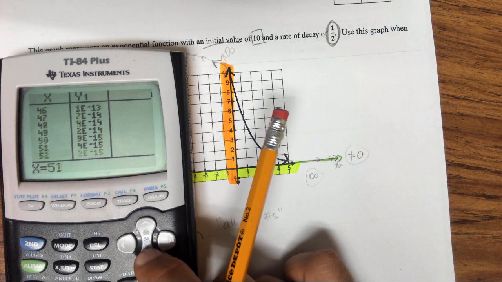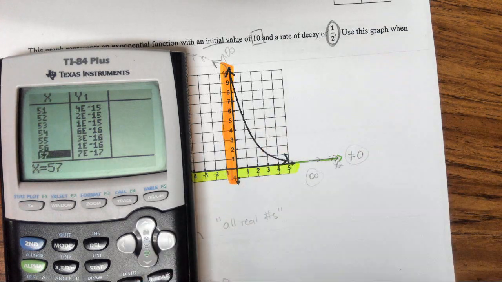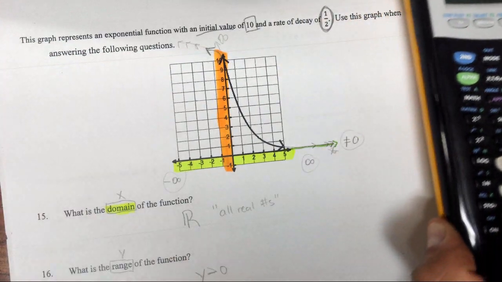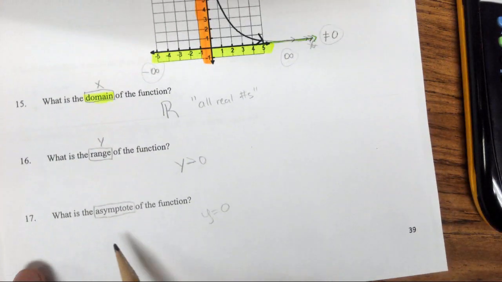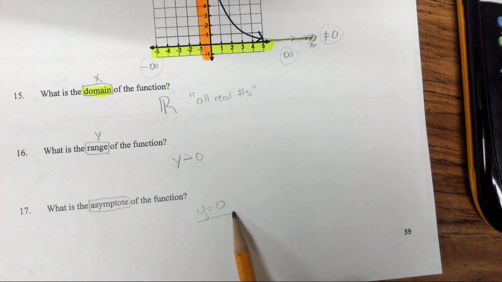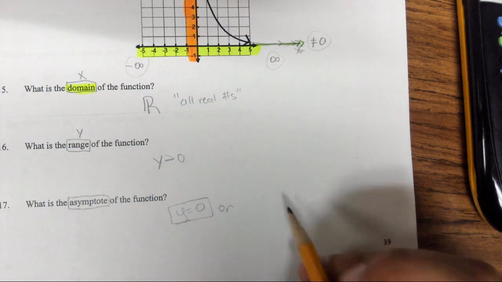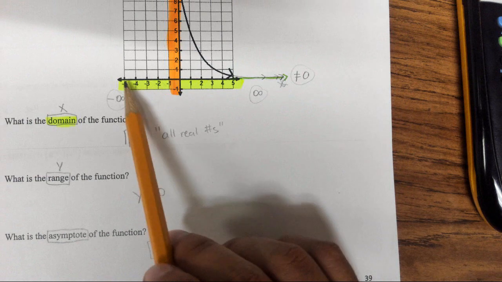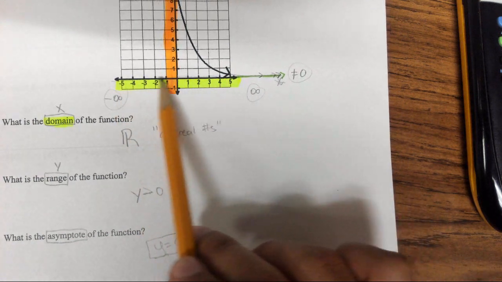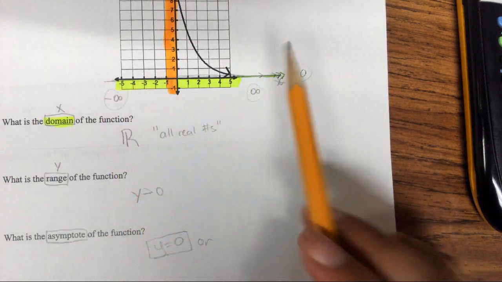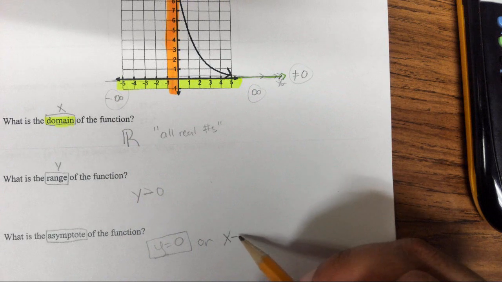And so no matter how far we go, it's just going to get smaller and smaller, but it's never going to actually equal 0. So the line that it approaches but never actually touches is going to be that line exactly, y equals 0. We can also write this, so I'm going to go ahead and say or, we can also write this a different way, because this line here also has a different name, and that name is going to be the x-axis.